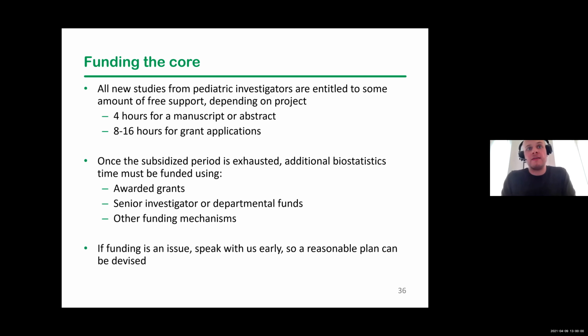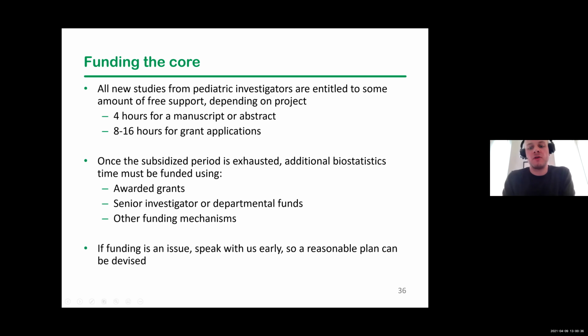If it's not grant funded, in the past, folks will go to their senior investigator or their mentor and see if the mentor has any funding for biostats, or they may go to their department chair. Some departments around the university have funding set aside for biostats help. So check with your mentors and your chair on that. And then finally, it could be other funding mechanisms. We help nurses, residents, fellows, all kinds of folks. Maybe you're submitting to an internal pilot study that's only for nurses. We would help you through that just like any other grant.